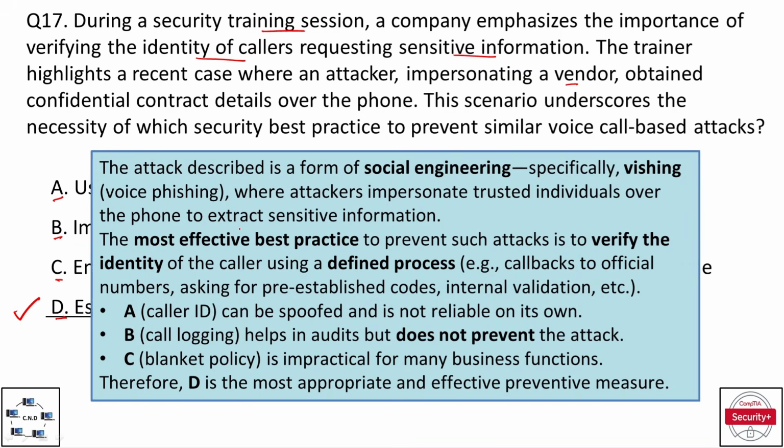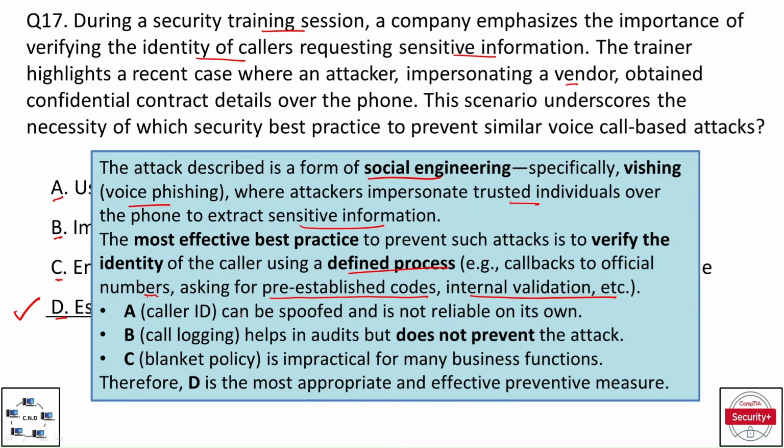And the explanation is, the attack described is a form of social engineering, specifically phishing, that is voice phishing, where attackers impersonate trusted individuals over the phone to extract sensitive information. The most effective best practice to prevent such attacks is to verify the identity of the caller using a defined process. For example, callbacks to official numbers, asking for pre-established codes, and internal validation, etc.